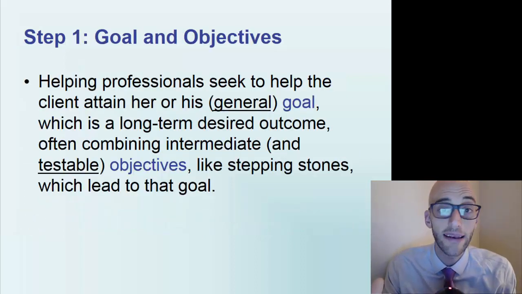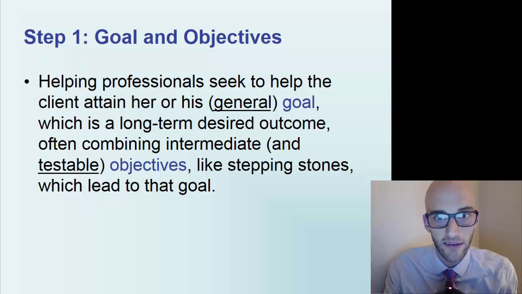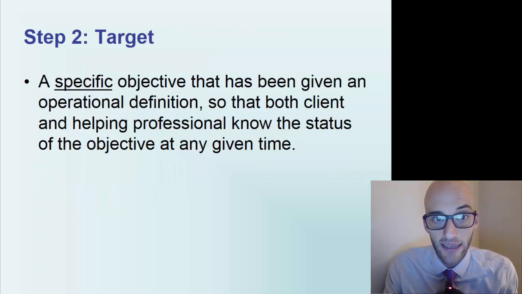So to break it down a little bit further, setting up goals and objectives. The helping professional seeks to help the client attain their general goals with long-term desired outcomes and objectives along the way. So these can be viewed as intermediate goals. Step 2 is setting up targets, which would be a specific objective given an operationally defined problem, so that both the client and the professional can know the status of an objective at any given time.